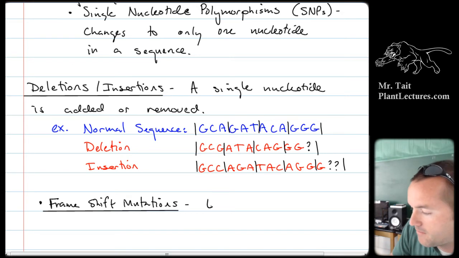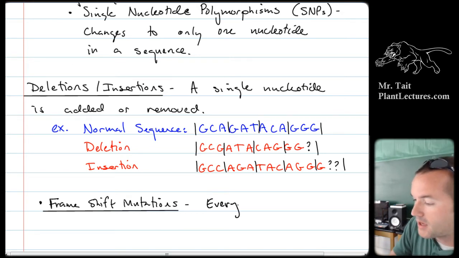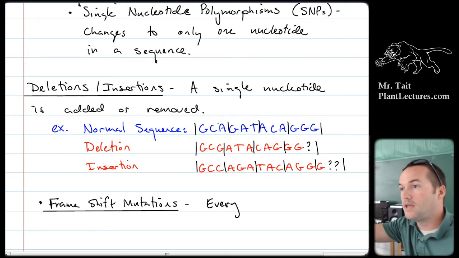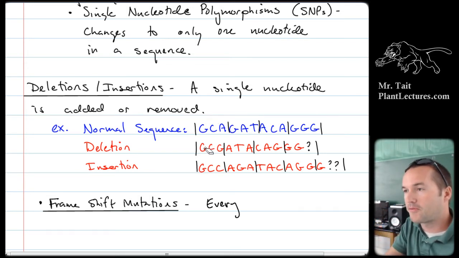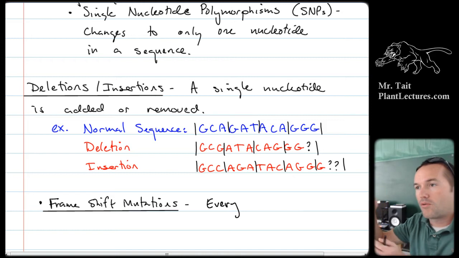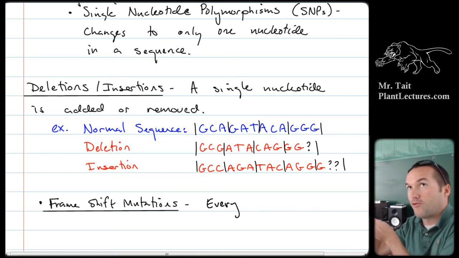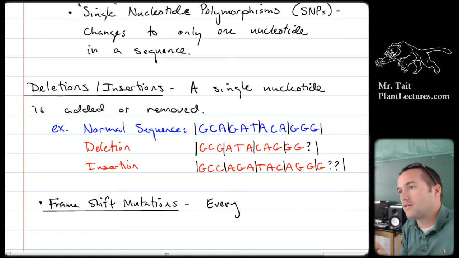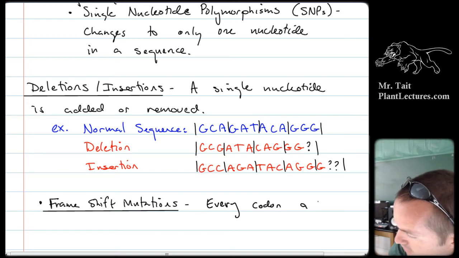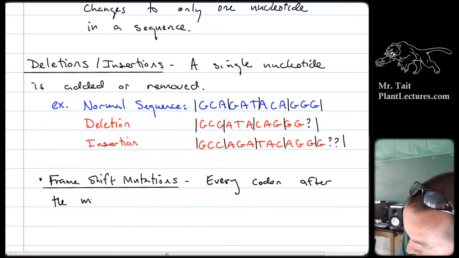Yeah? Why does every codon have to change? Because if we're doing groups of 3, and we change the first group of 3 into a group of 4 or a group of 2, then every other group of 3 after that is either going to be one before or one after where it used to be, right? So every codon after the mutation changes.